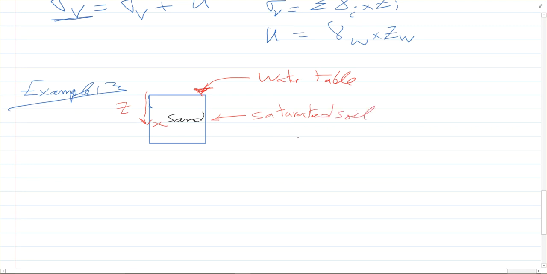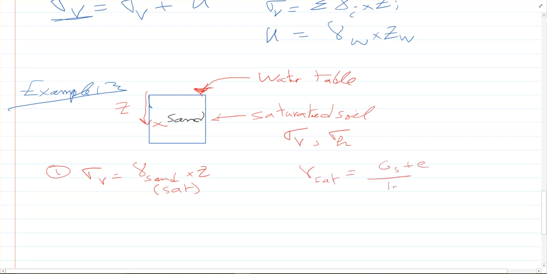Now what is the total vertical stress and the total horizontal stress? Now we've done that for dry soil. Let's see how we would do that for wet soils. So sigma V, the total stress, is going to hold the same formula. It's going to be gamma sand times Z. Now, gamma sand is obviously the saturated formula. If you remember, the saturated unit weight is (GS plus e) over (1 plus e) times gamma water.